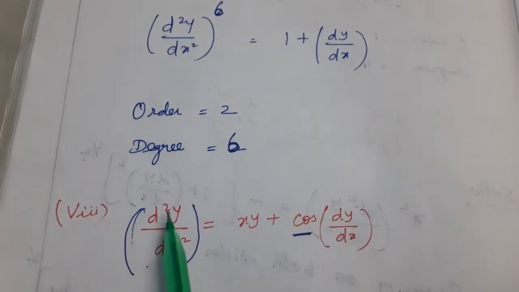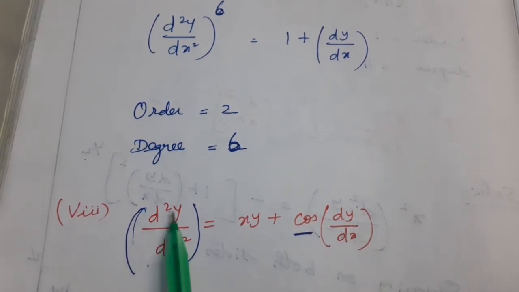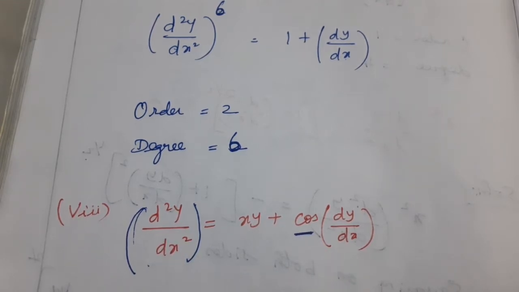Next. d square y by dx square equals xy plus a cos of dy by dx. What is the order? This is the second order derivative. Degree does not exist, because this is a sine or cos function. So degree does not exist.